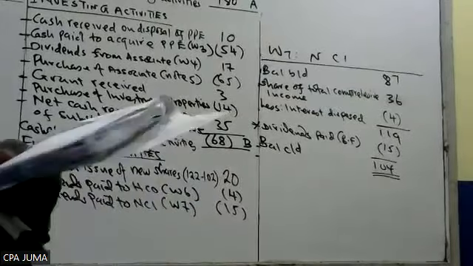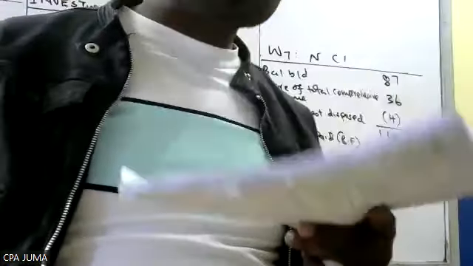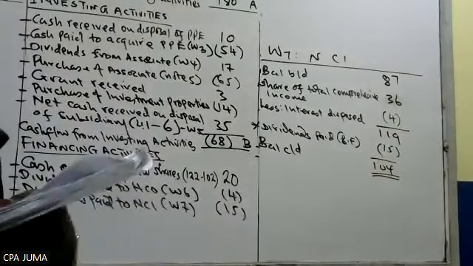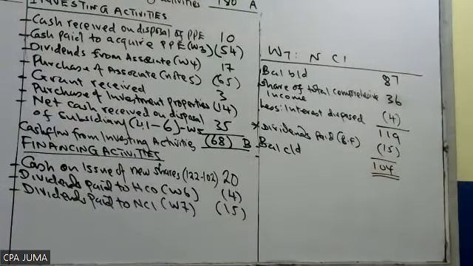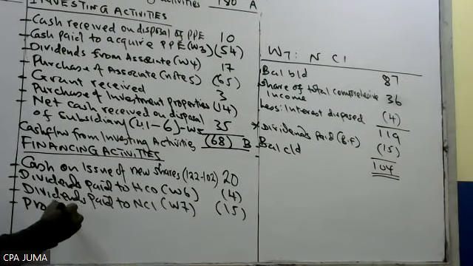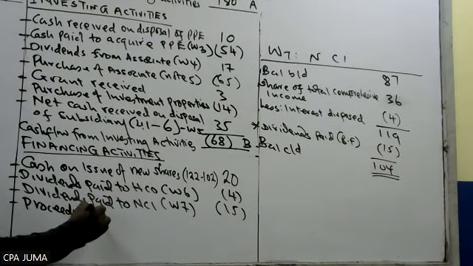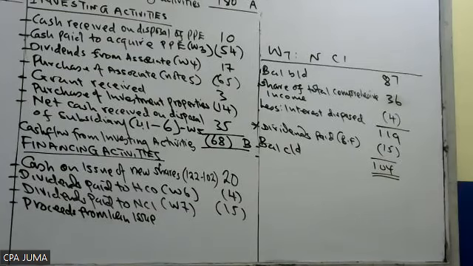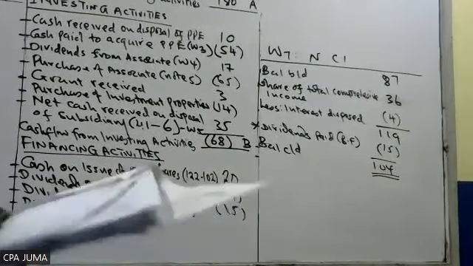However, the examiner is saying the remaining loan at the end is 163. So they acquired more loan. So proceeds, you can call it whichever name, proceeds from loan issue. 163 minus 122 is 41. 41.